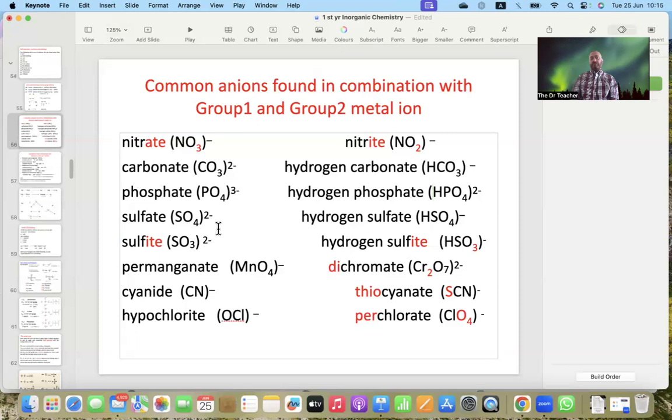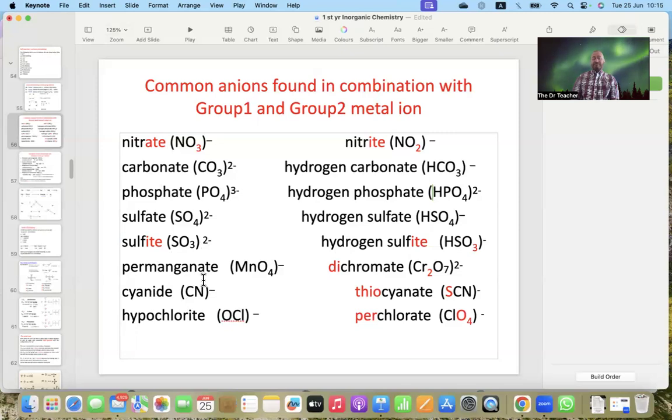Sulfate, SO4, -2. Hydrogen sulfate will be less by 1 charge, so it will become -1. This is the overall charge with the hydrogen sulfate. Sulfite, SO3, so this is less oxygen, and the overall charge is -2. If you add hydrogen, the minus loses 1 and becomes -1.